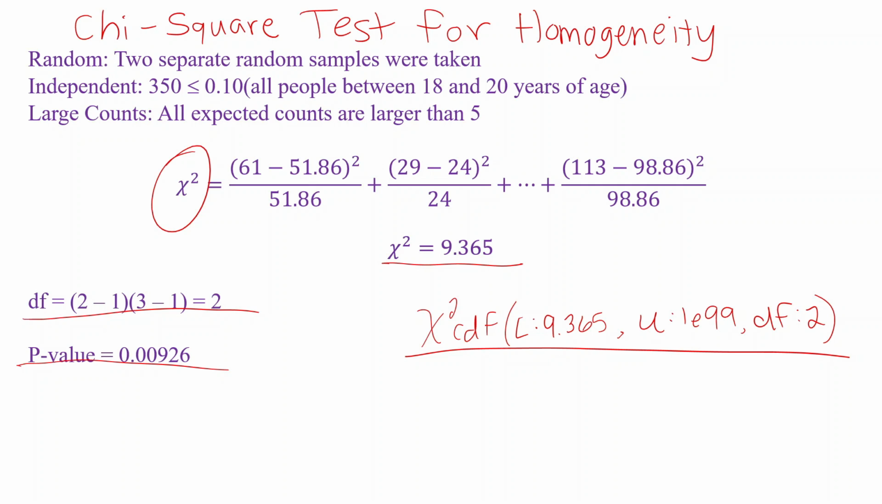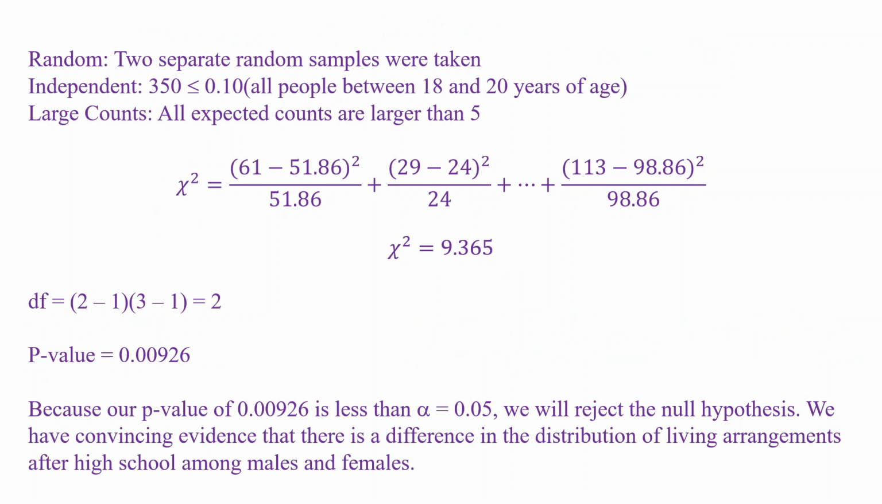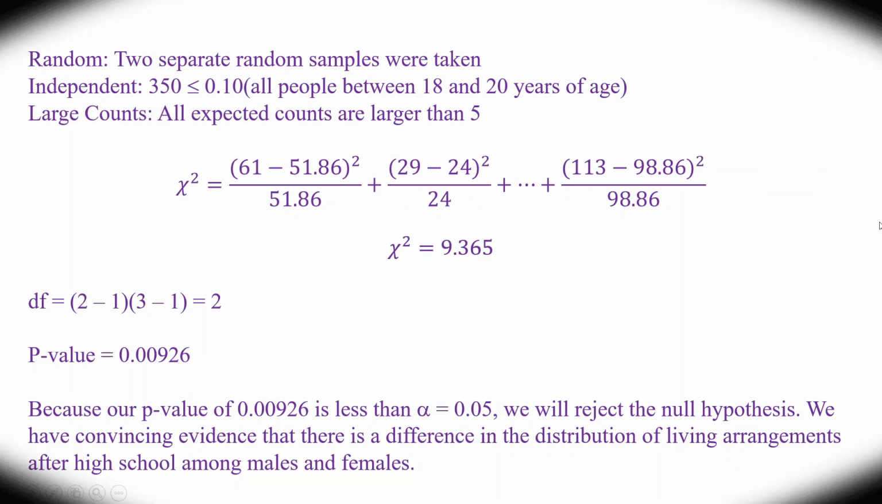Okay. And then once we have our p-value, we can wrap up and do our conclusion. So because our p-value of 0.00926 is less than our significance level, we will reject the null hypothesis. We have convincing evidence that there is a difference in the distribution of living arrangements after high school among males and females. So when we reject the null, we have convincing evidence of our alternative. And thankfully, our alternative was already written out in context. So we just write down that alternative in context when we are done. And that is your chi-square test for homogeneity.